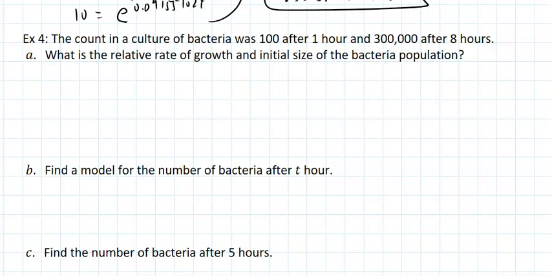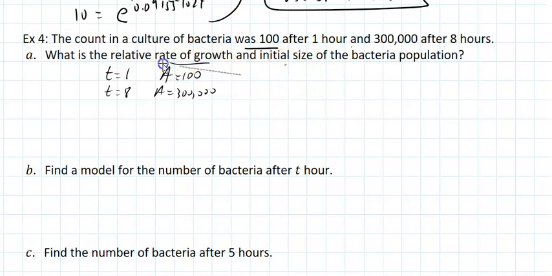It says, the count of a culture of bacteria was 100 after 1 hour. So when t was 1, A was 100. And when t became 8 hours, A became 300,000. What is the relative rate of growth and the initial size of the bacteria?